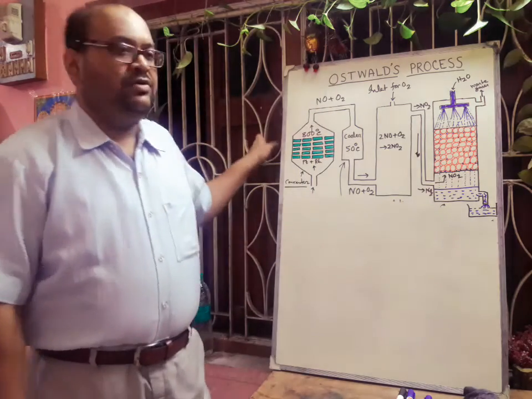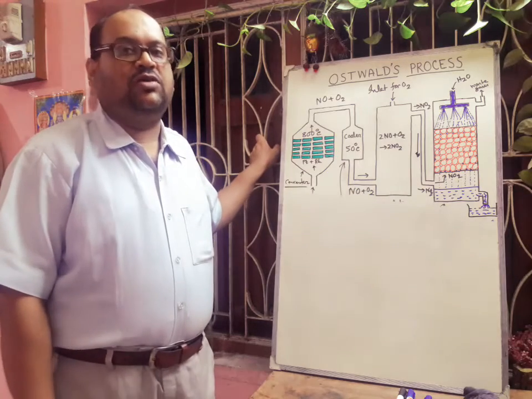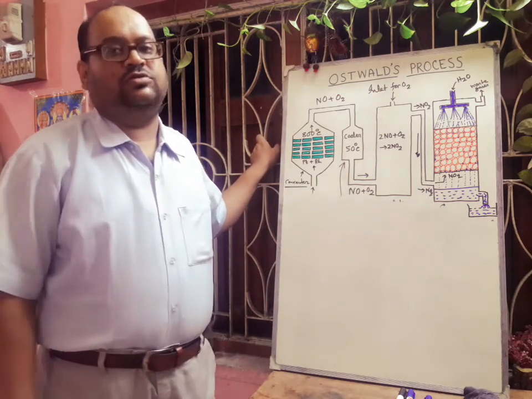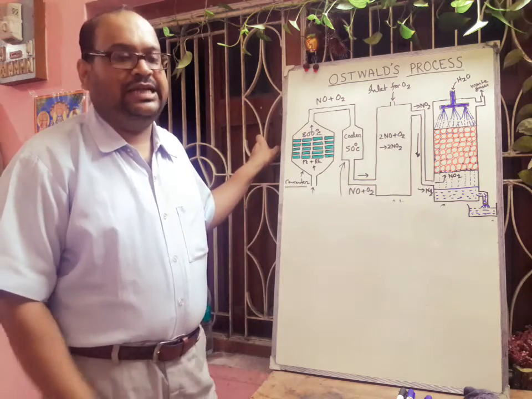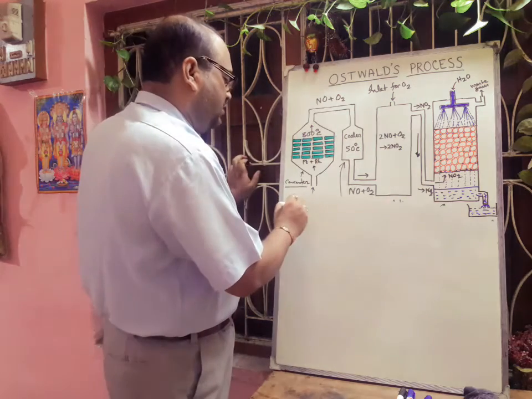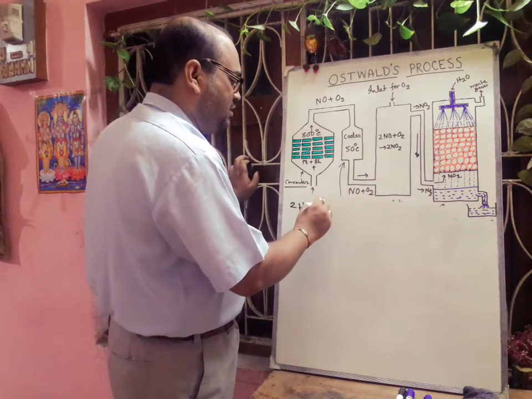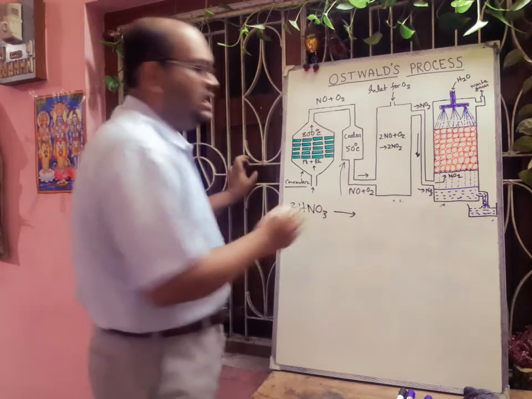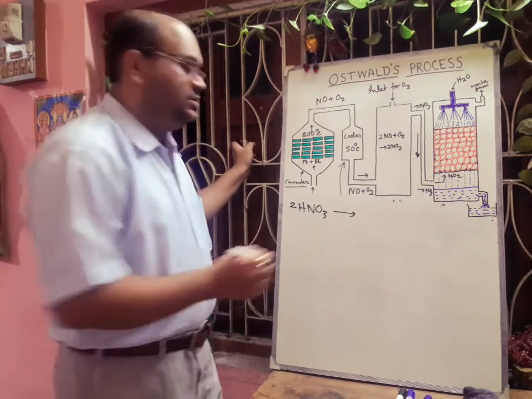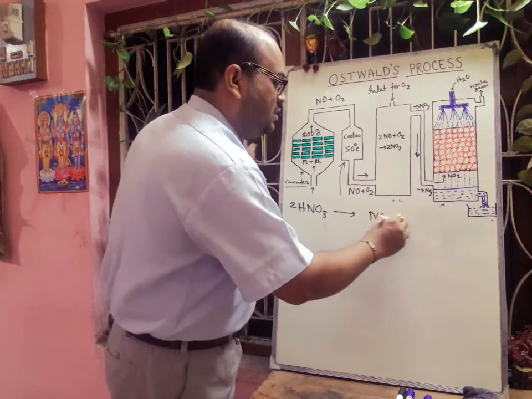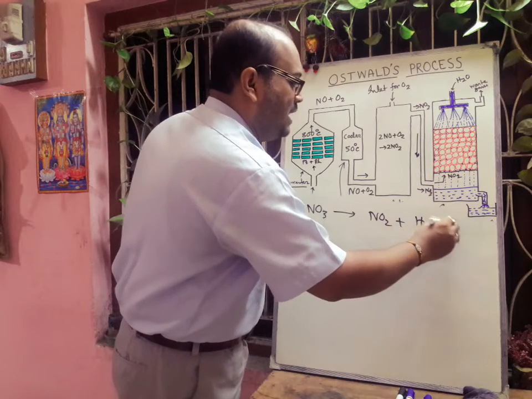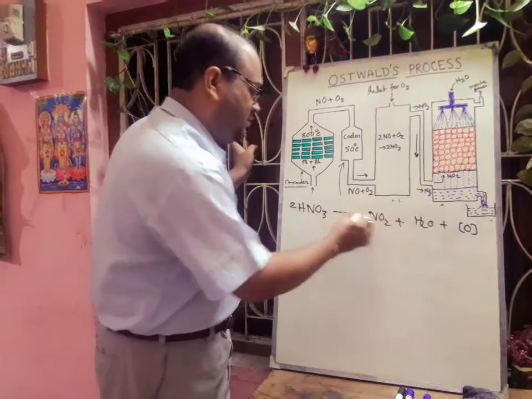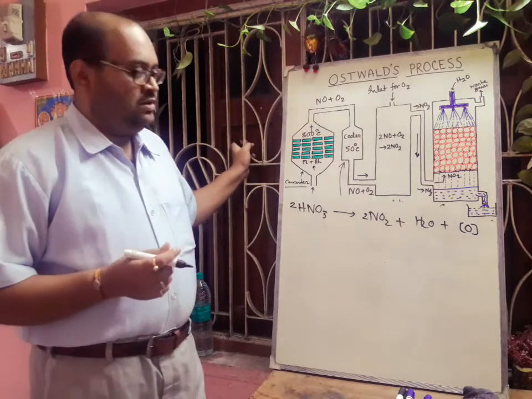Nitric acid, we know, is a strong oxidizing agent. Concentrated nitric acid is reduced to NO2, nitrogen dioxide. If we write the reaction, you can easily understand: 2HNO3 will decompose into nitrogen dioxide plus water, plus there will be formation of nascent oxygen. Balanced, that will be 2NO2, H2O and O.